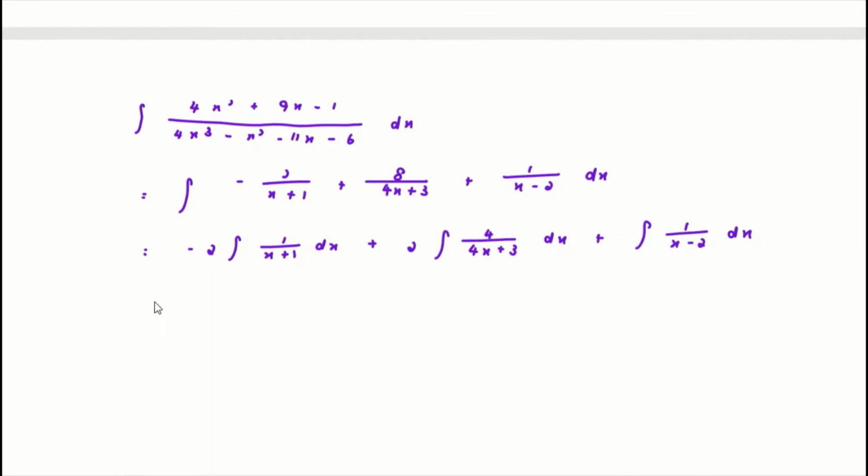Okay, so now we can start our integration. We have arranged everything in the form f'(x) over f(x). So I can just proceed. ln|x + 1| + 2 ln|4x + 3| + ln|x − 2|. Okay, and don't forget your plus c. All right, so that's basically the answer.